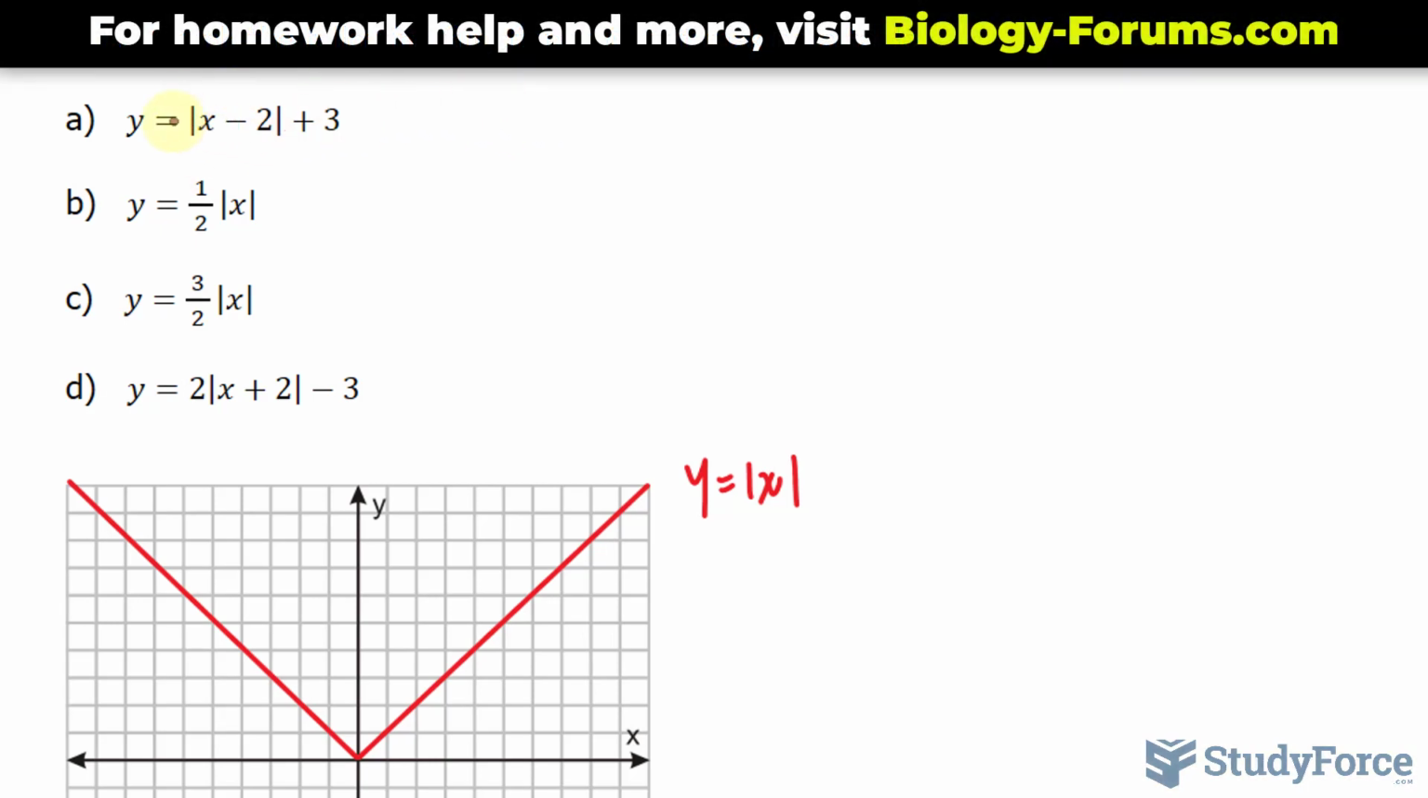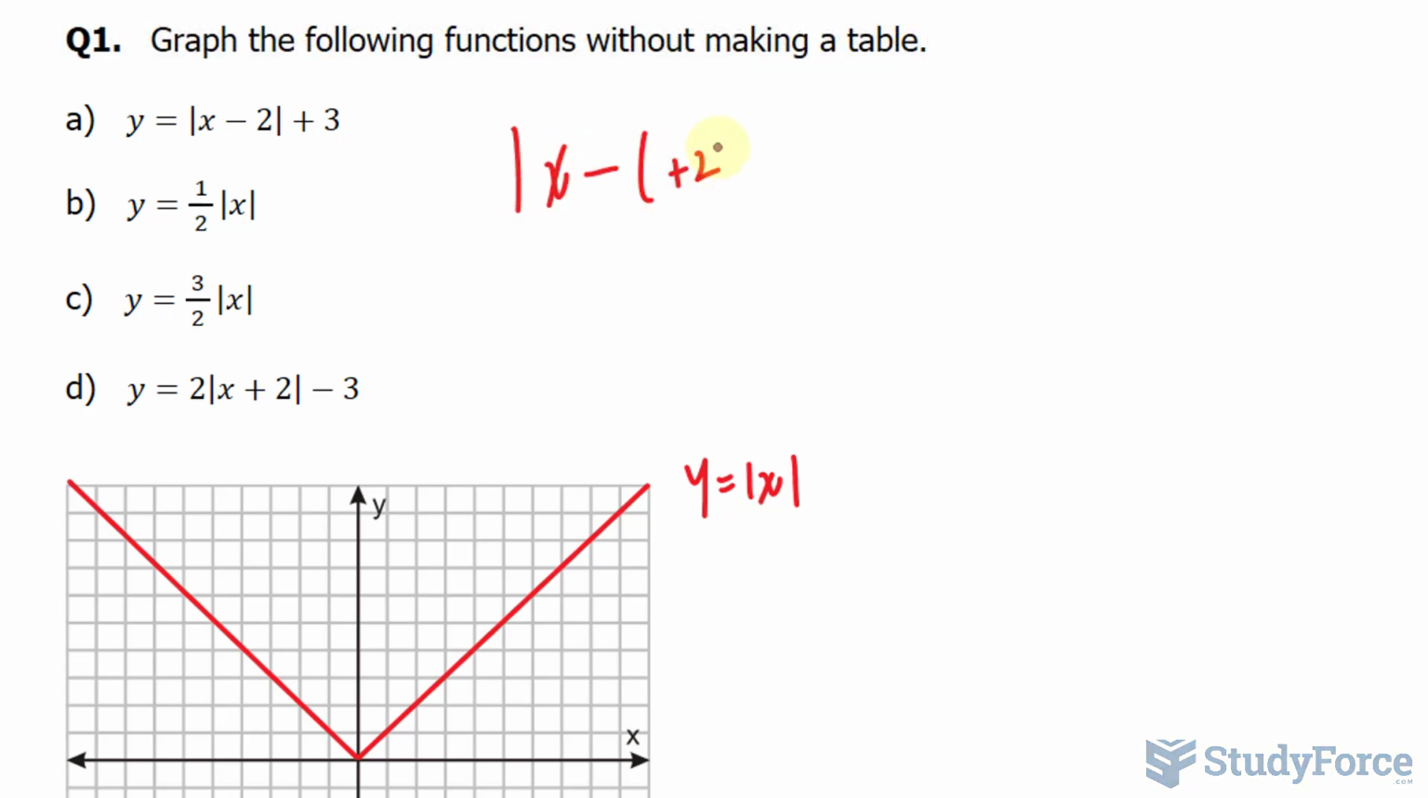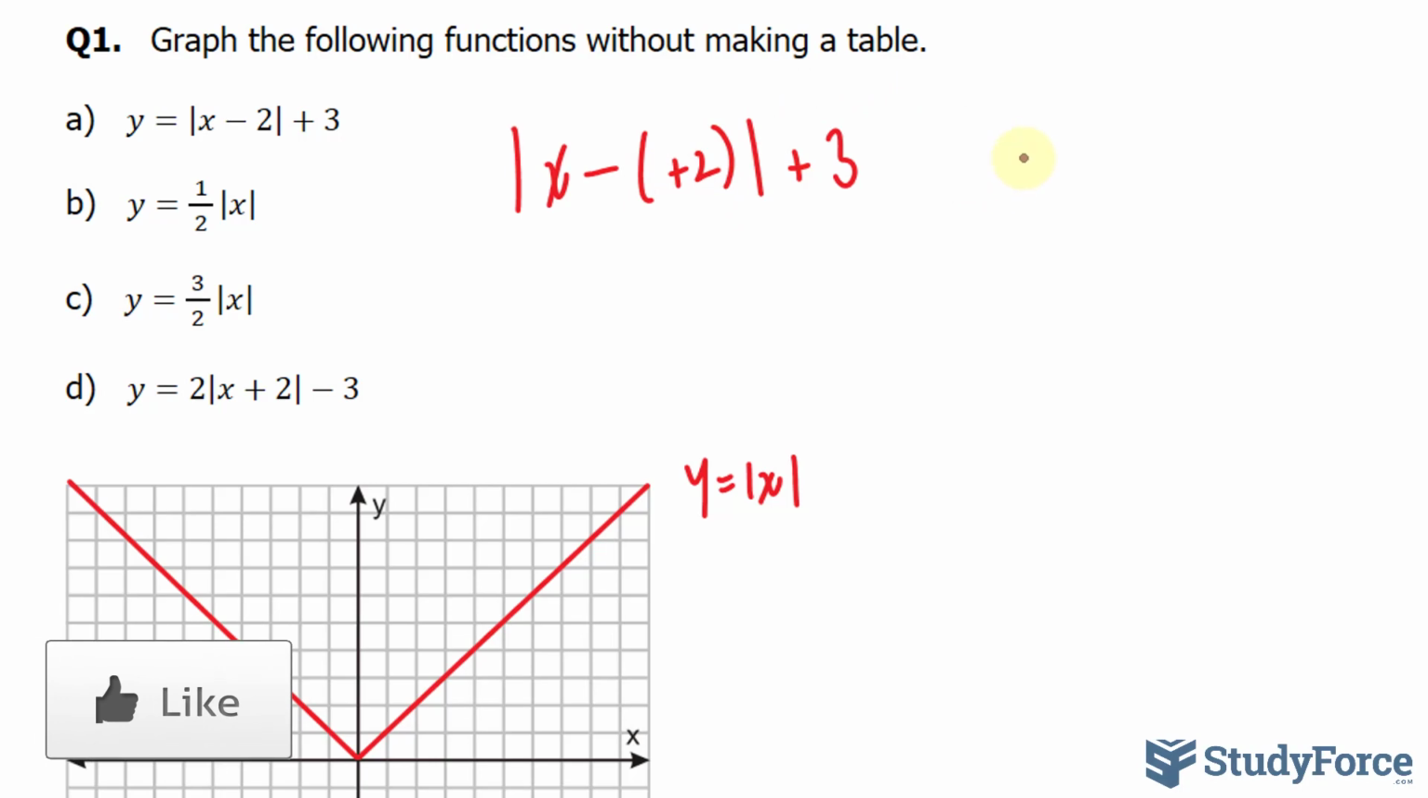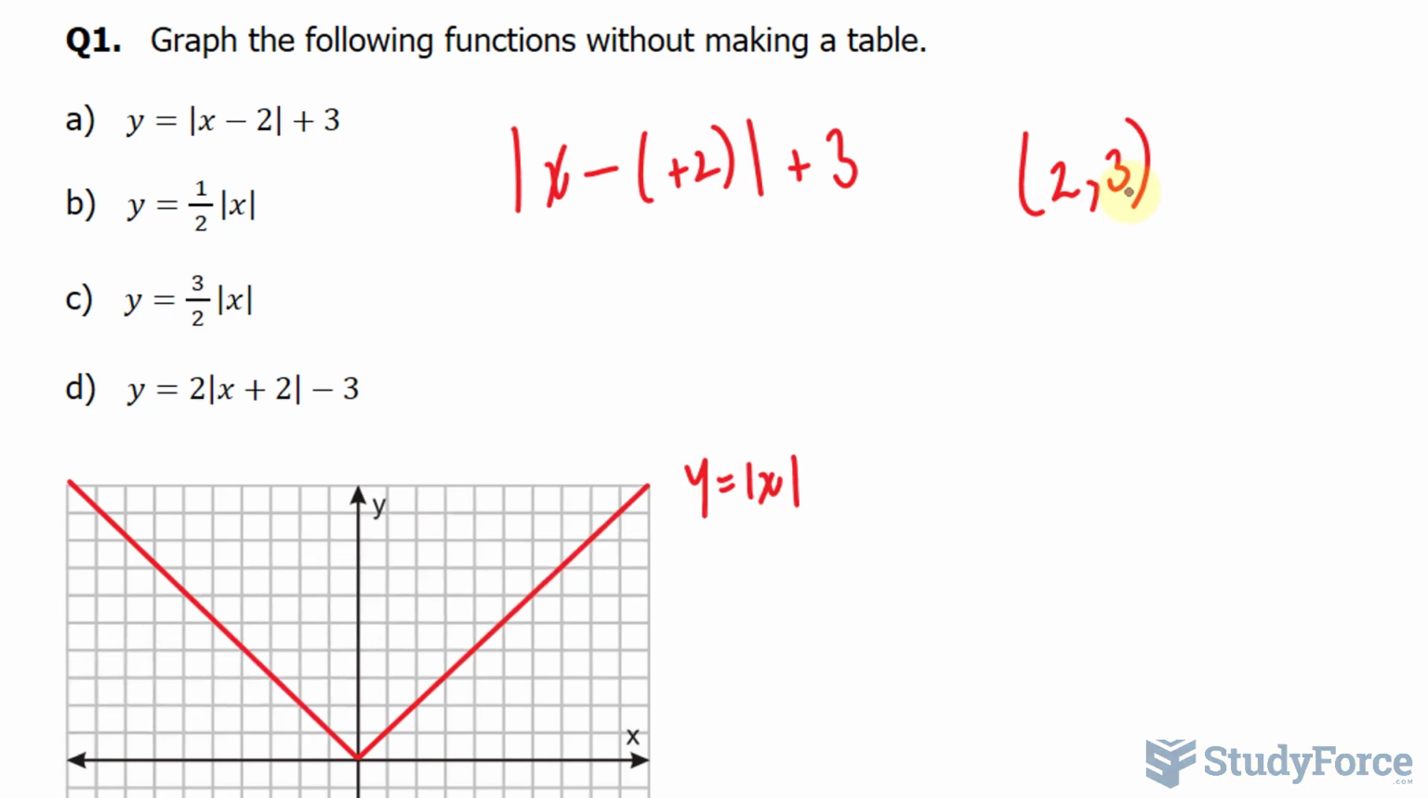Another way to read this is to say the absolute value of x minus positive 2, plus 3. Notice that this expression and this expression mean the exact same thing. Negative times positive is a negative. The reason why I'm writing it out this way is because now h is positive 2 and k is 3. This means that we'll be shifting the graph vertically upwards by 3, because this is positive, and because 2 is positive, we'll be shifting that point to the right by 2.